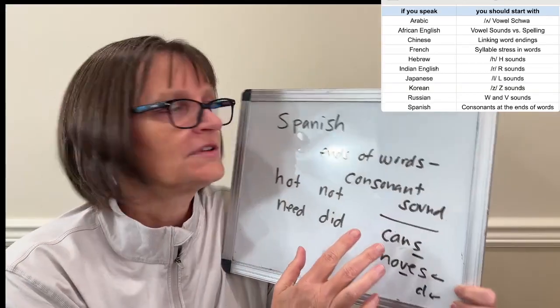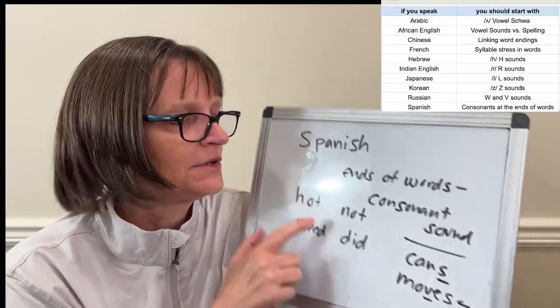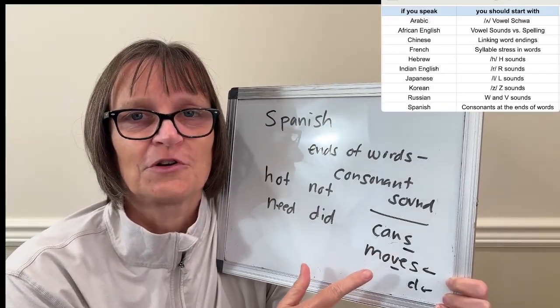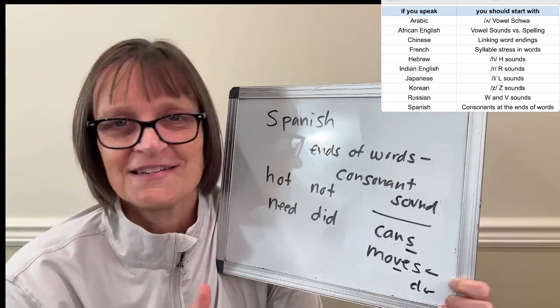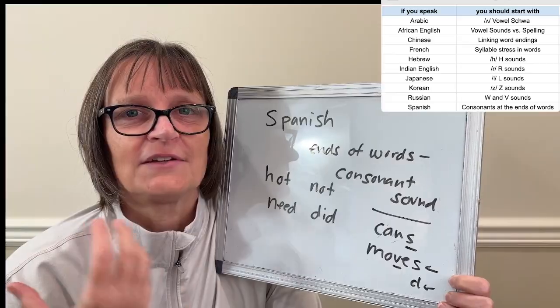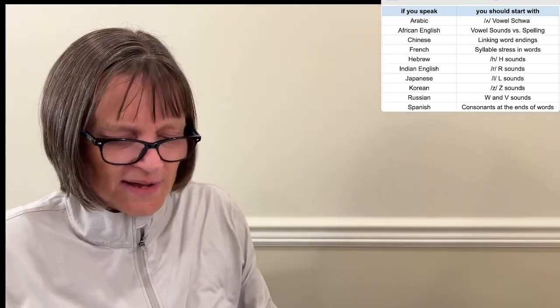So for Spanish speakers, starting with consonant sounds at the ends of words, T and D are a great place to start. Plurals and verb forms are also a great place to start. It's going to make a big difference in how you sound, your understanding of the way English sounds, and how you're producing English. So that's where I would start as a Spanish speaker.